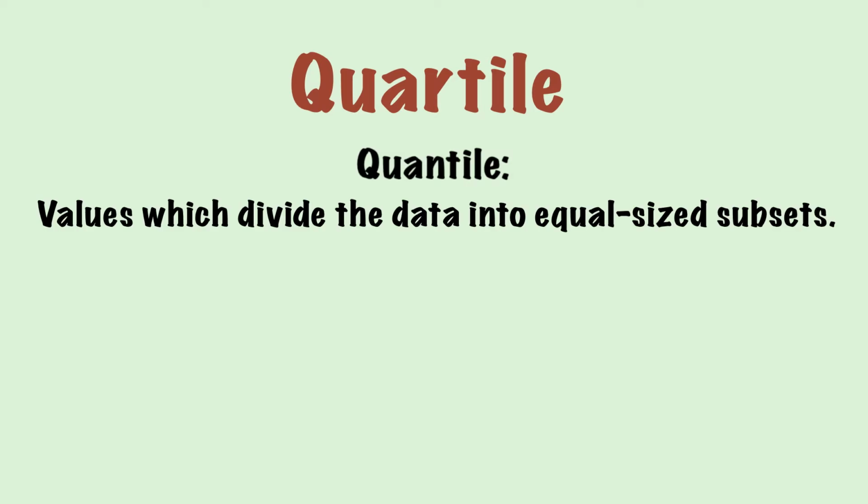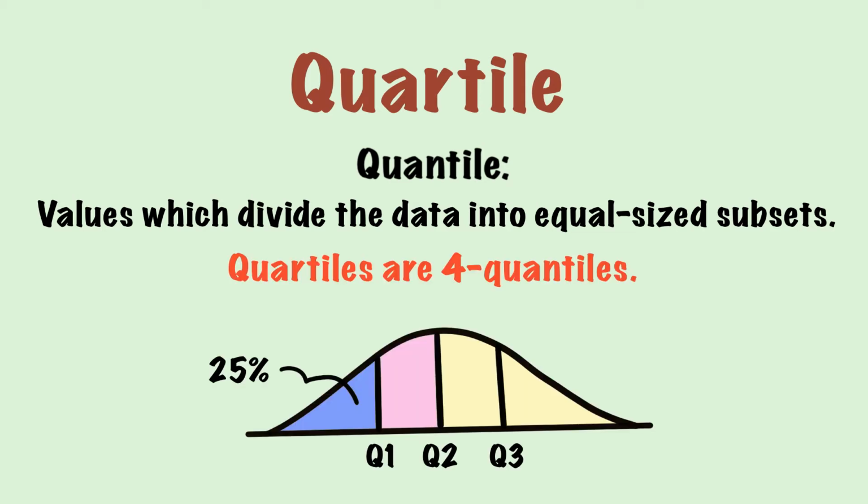Next, we will introduce the concept of quantile and quartile before talking about IQR. Quantiles are values which divide the ordered data into equal-sized subsets. In fact, you can divide the data into as many subsets as you want. Quartiles are 4 quantiles. Namely, the data is divided into 4 subsets, and each subset contains 25% of data, which is 100% divided by 4.